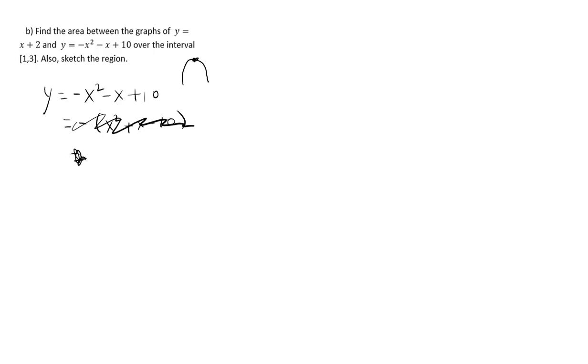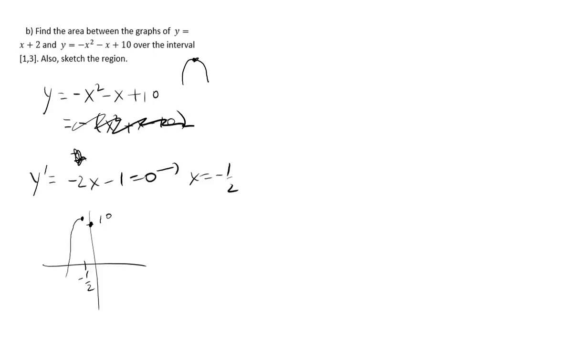And where's the vertex? Vertex happens when y prime is 0, so y prime equals negative 2x minus 1. Set that equal to 0, and you get x equals negative 1/2. So x equals negative 1/2 is the point where you have the vertex. And also, when you plug in 0, you get the y-intercept as 10. So if I say this is 10, it's going to pass through this point, and since the vertex is at negative 1/2, it should be higher than 10 there. So we see that the graph must be something like this.